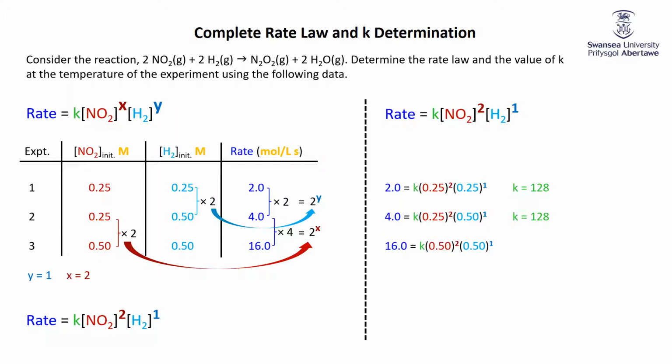But let's do it with the third set of data. Rate is 16, concentration of NO2 0.5, concentration of H2 0.5, pop all those in, and again we find K is 128. So we can say that for this particular reaction, rate is equal to 128 times the concentration of NO2 squared times the concentration of H2 to the power of 1.